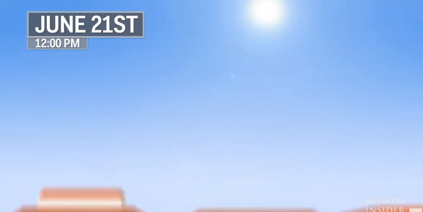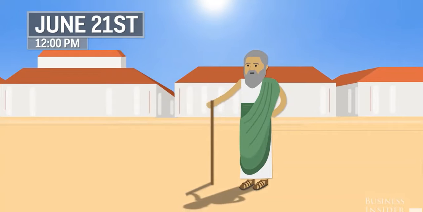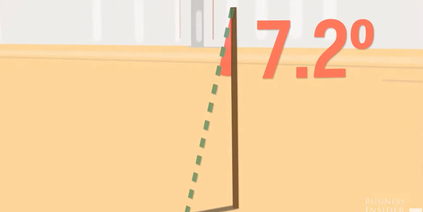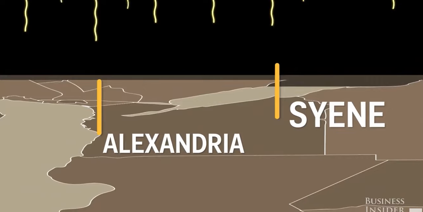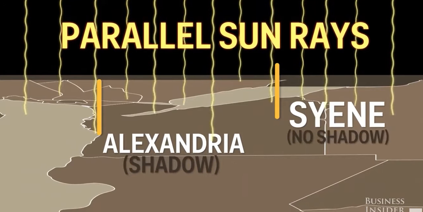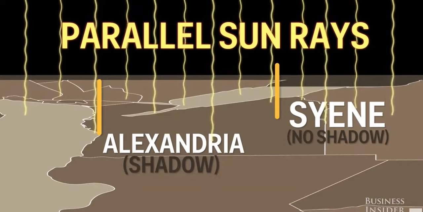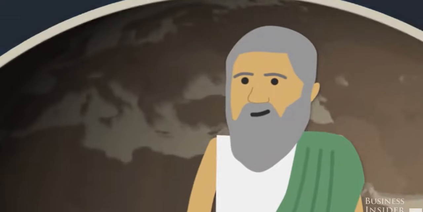He wondered if this were also true in Alexandria, so on June 21st, he planted a stick vertically in the ground and waited to see if a shadow would be cast at noon. It turns out there was one, and it measured about 7 degrees. Now, if the sun's rays are coming in at the same angle at the same time of day, and a stick in Alexandria is casting a shadow while a stick in Syene is not, it must mean that the Earth's surface is curved. And Eratosthenes probably already knew that.